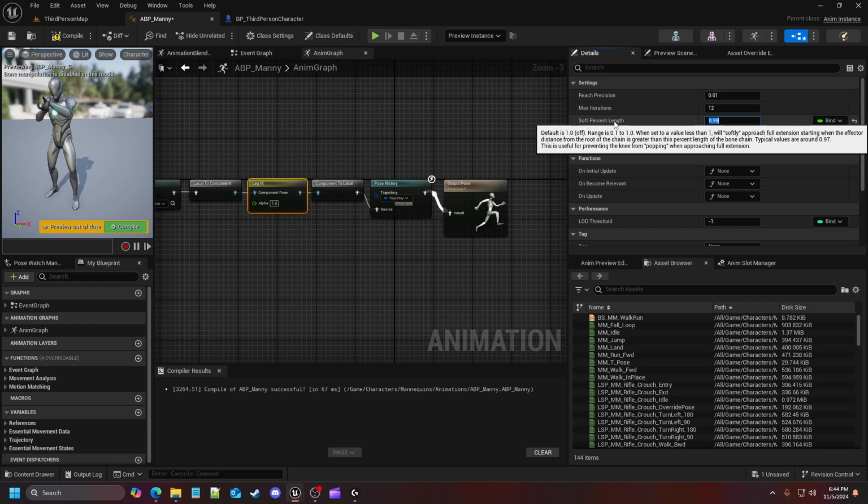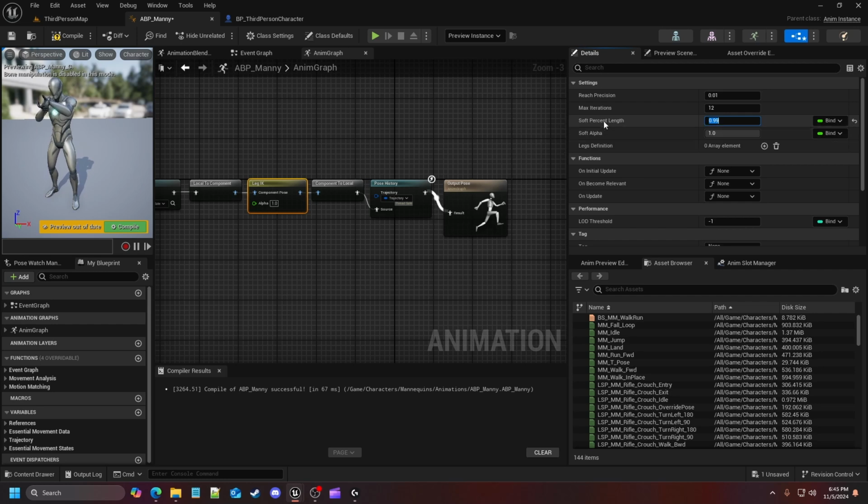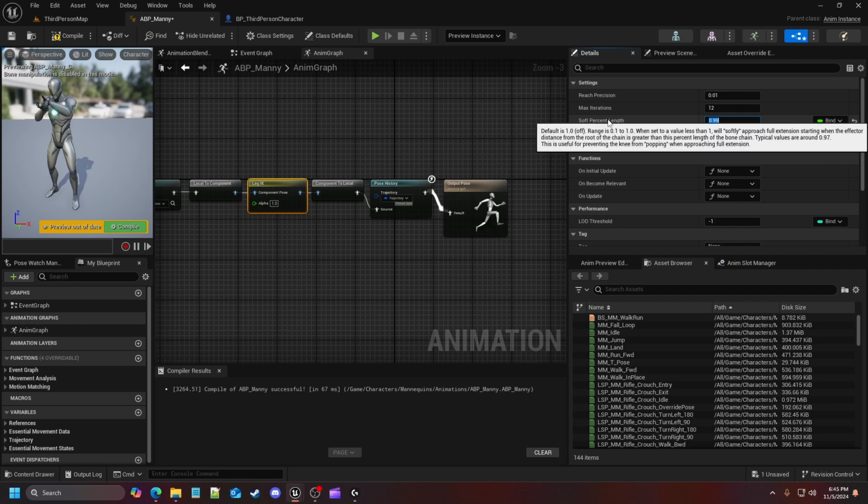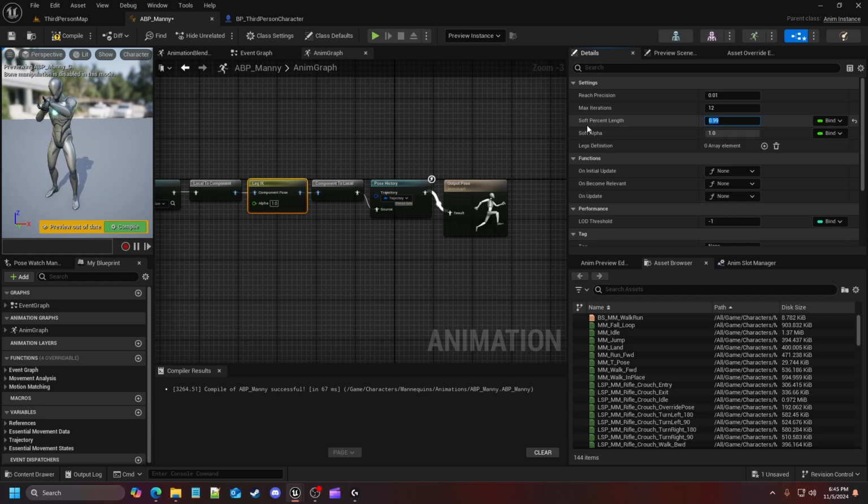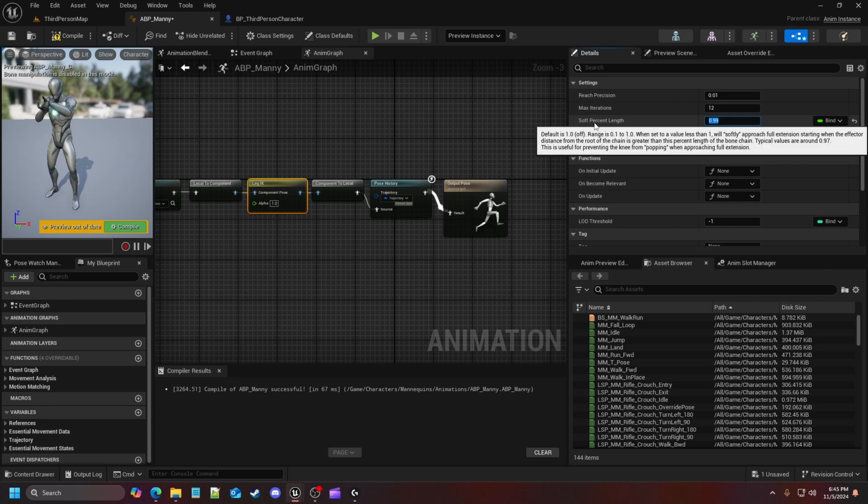So you can see right here we have a range from 0.1 to 1.0, where a value less than 1 will softly approach full extension, starting when the effector distance from the root of the chain is greater than the percent length of the bone chain, typically values around 0.97. So this is useful for preventing the knee from popping when approaching full extension. In simpler terms, this basically helps the knee be smooth when you're walking and stuff like that.